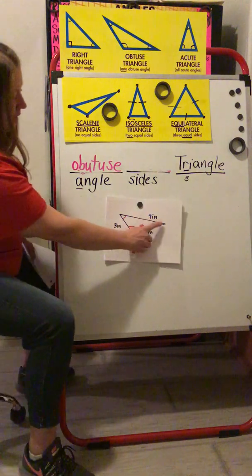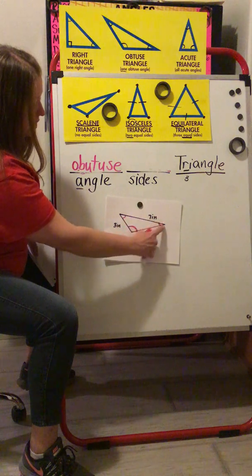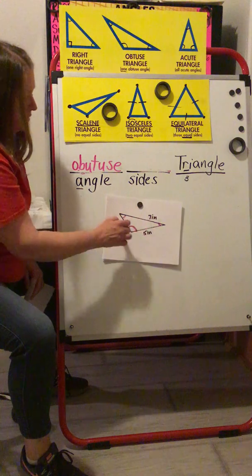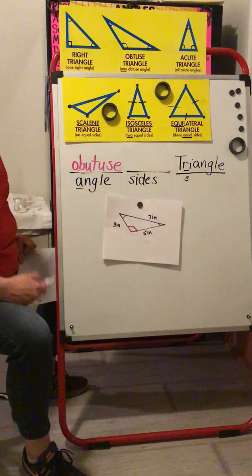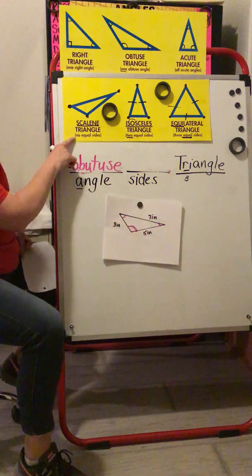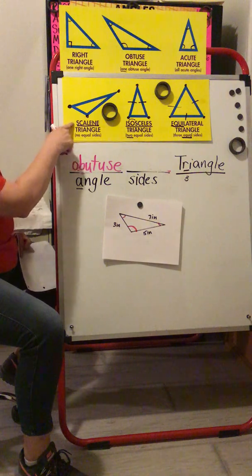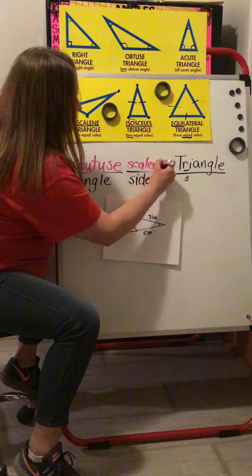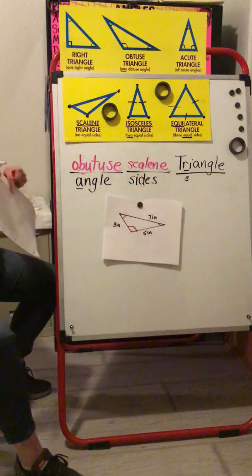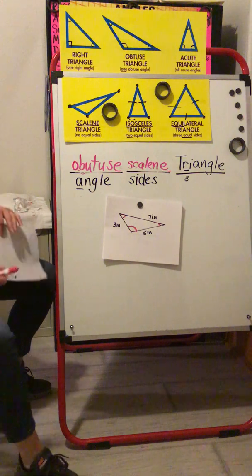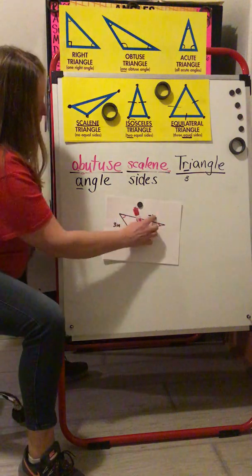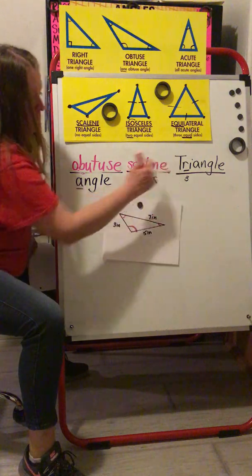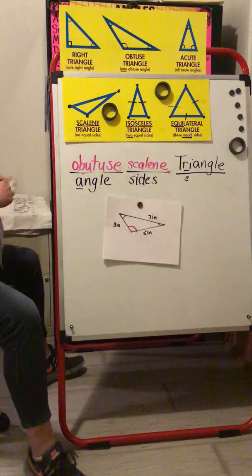I have a 7-inch side. This line segment is 7 inches. This line segment was only 5. This one's only 3. So I have 3 different lengths of line segment there. None of them are the same. None of them are equal. So if I have a triangle that has no equal sides, it is a scalene triangle. Okay. Now, the last name is always triangle. So this shape is an obtuse scalene triangle. Okay, let's try another one.